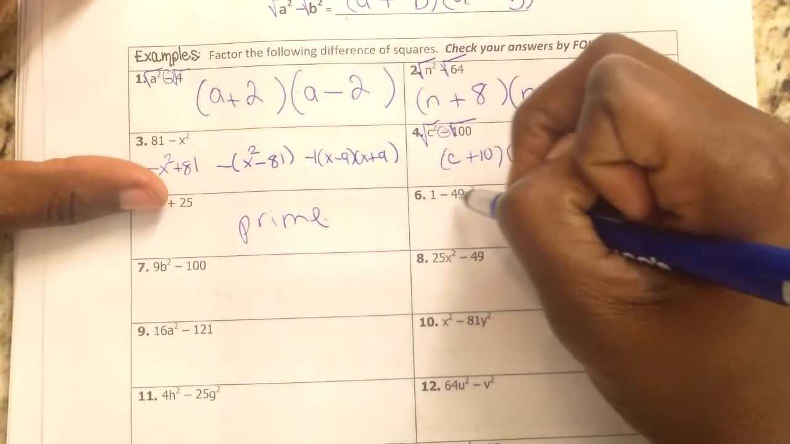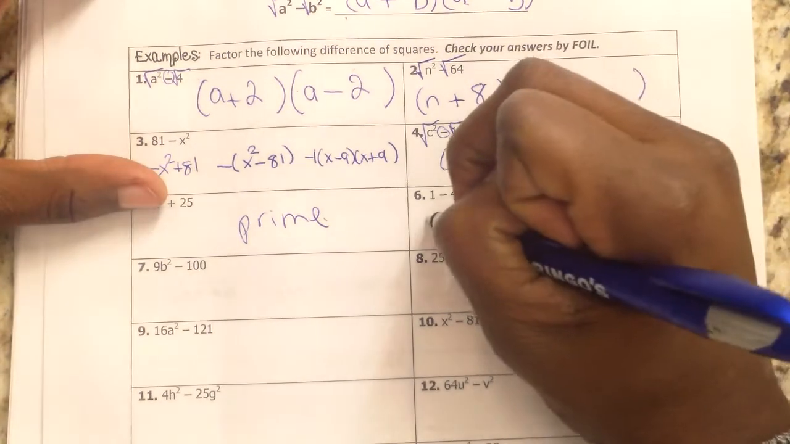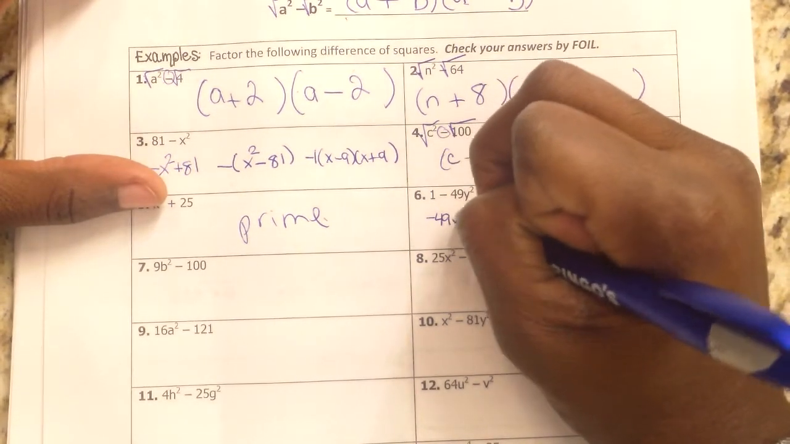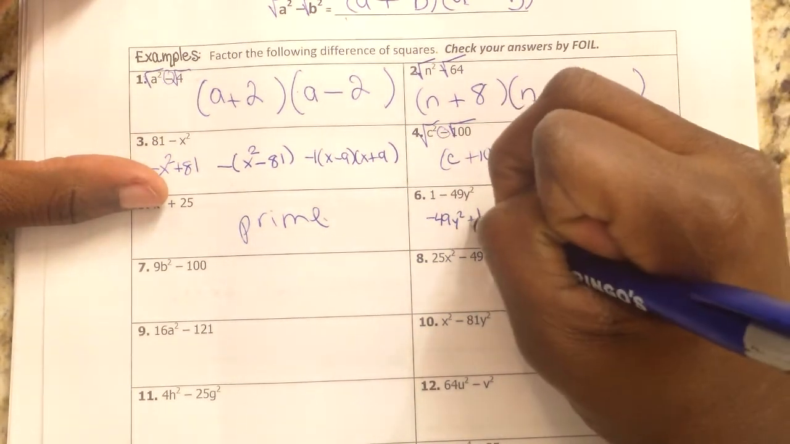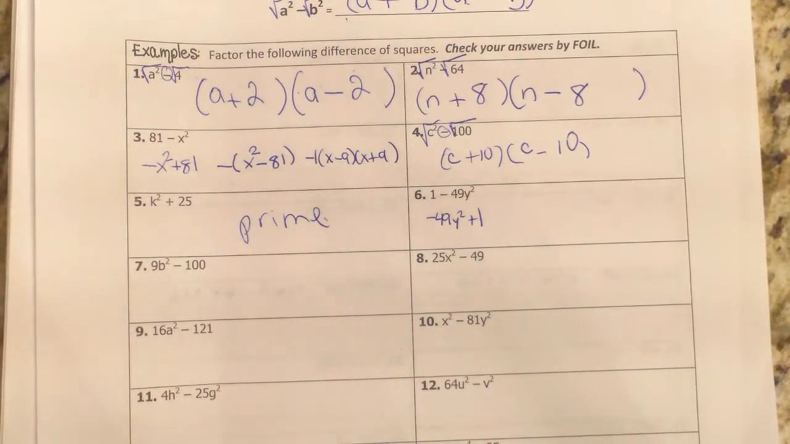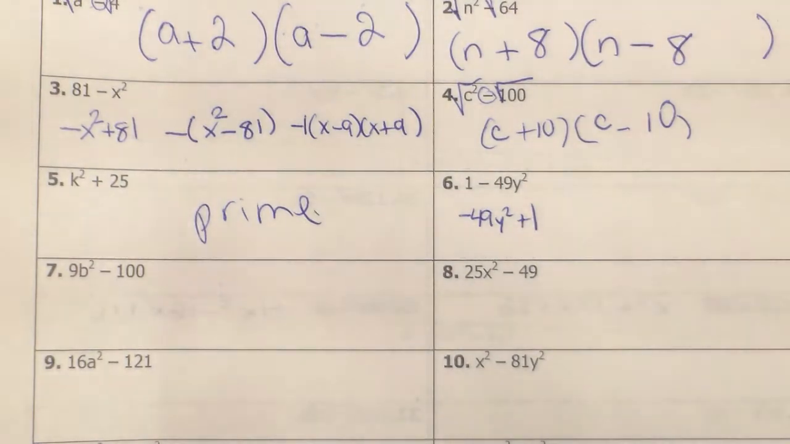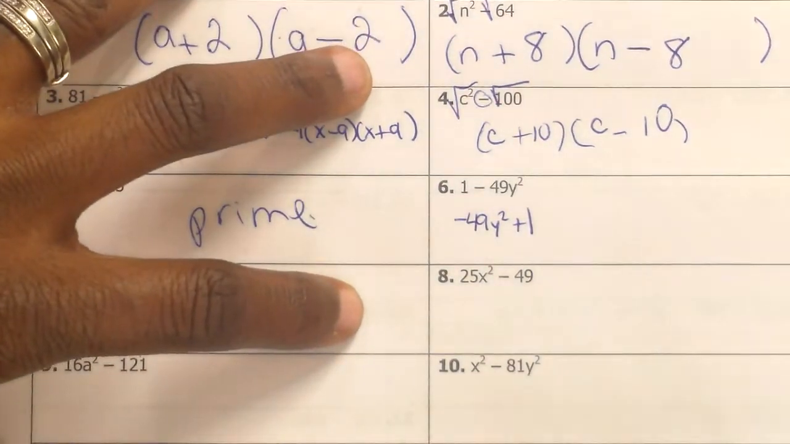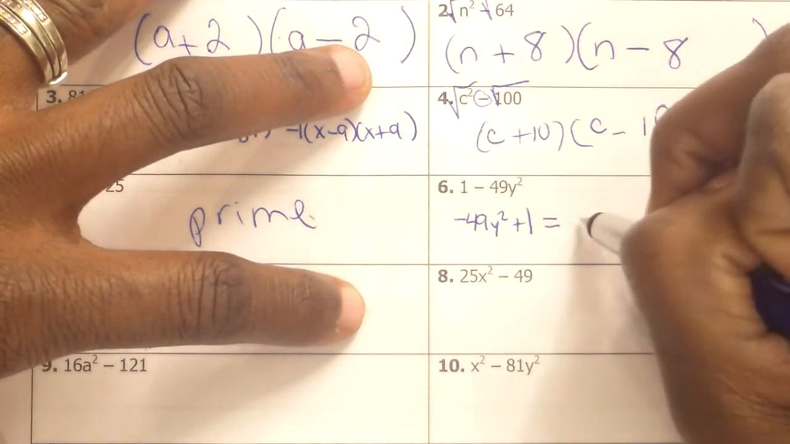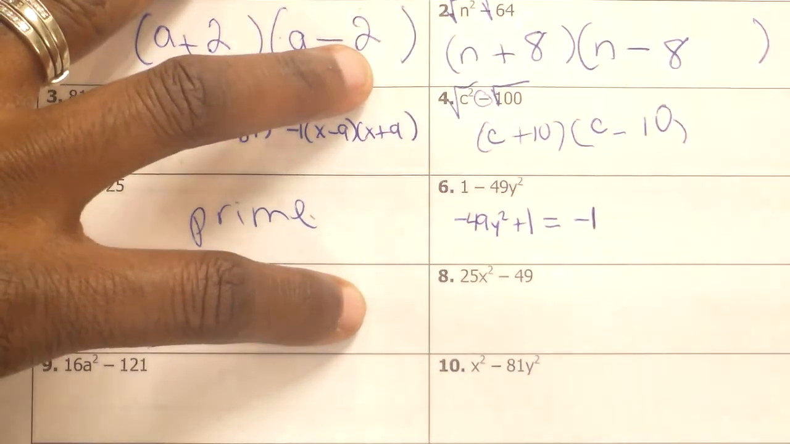Okay, look at number 6. We see it's not written in the correct order, so I'm going to bring my y squared up to the front, and then my plus 1. In this case, we look at it and it's a positive, but we have that negative in the front. So what could we do here? Hopefully you said it: you can pull out a GCF of negative 1.